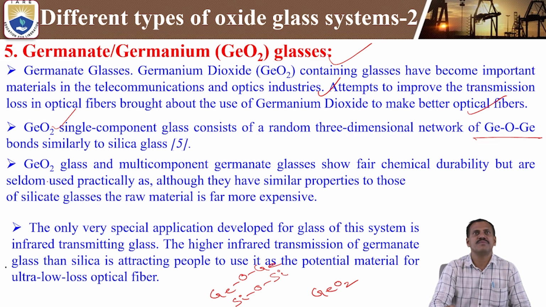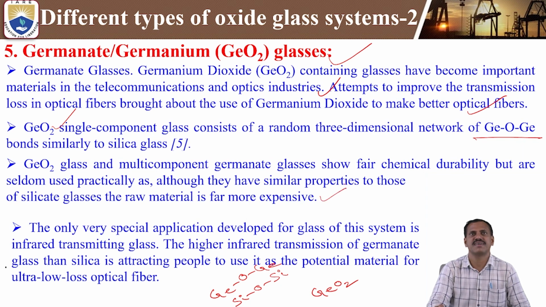Next, germanium oxide glass and multi-component germanate glasses show fair chemical durability. Although they have properties similar to those of silicate glasses, the raw materials are far more expensive, so they are used only practically where needed.